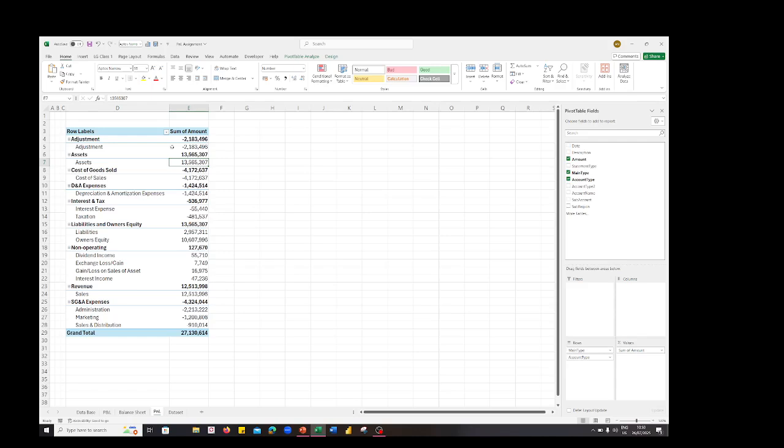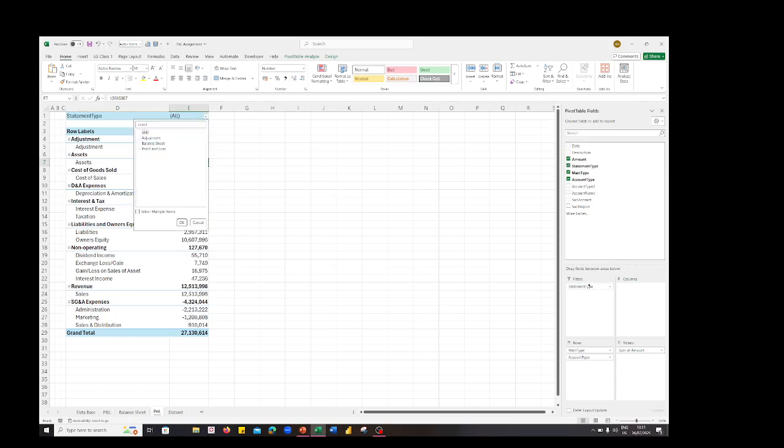Now let's filter, because these rows contain both balance sheet and profit and loss statement items. So we use this statement type to filter.